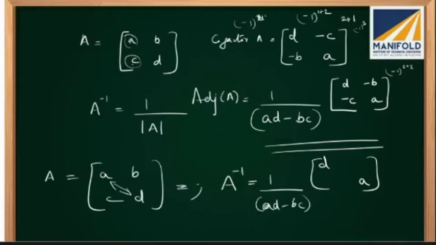Put opposite signs for the other diagonal, the opposite diagonal. So here it is plus B, here it is plus C. So I'll put minus B, minus C. So interchange the diagonal elements. For the opposite diagonal elements, you put a negative sign. Divide the whole matrix by the determinant. This is the simple rule to evaluate the inverse of a 2 by 2 matrix.